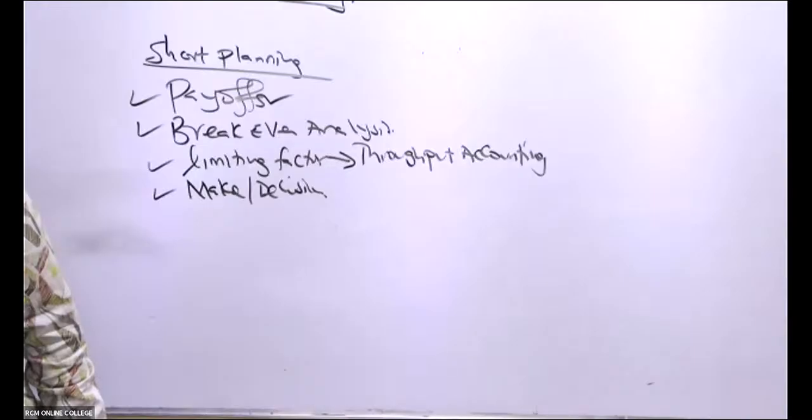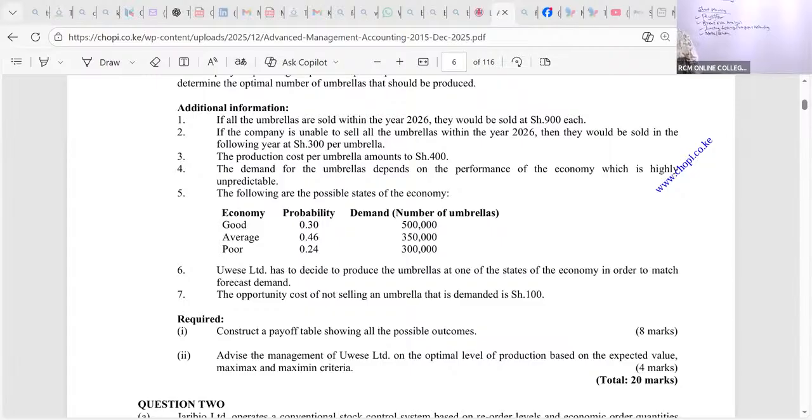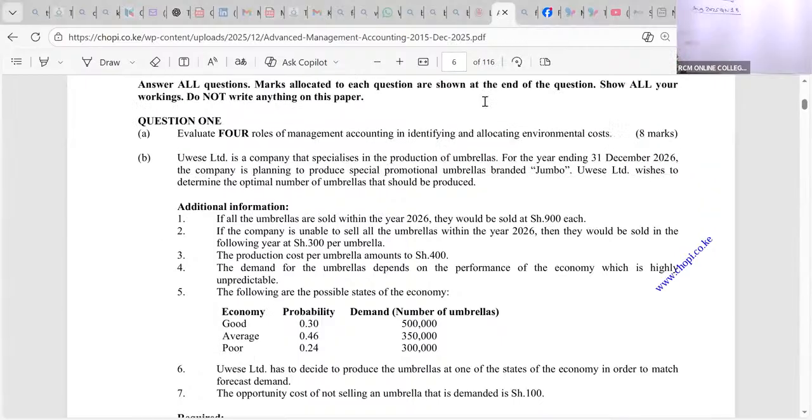Share the question paper. So remember, this is August 2025, the homework question. Question number 1. It was a very interesting question, similar to the one that we did yesterday.